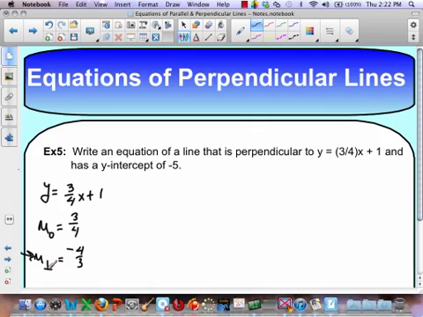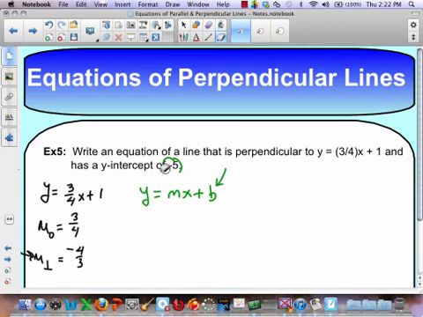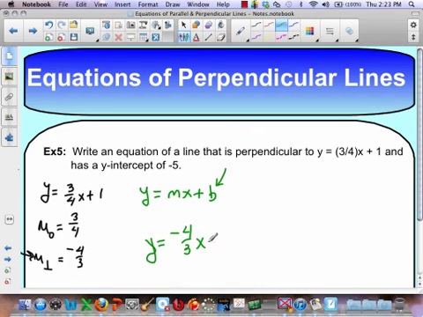Now that I have my slope, what do I do? I put it back into the formula, because what do I need to solve for now? The y-intercept. In this case it's actually really easy, if you read the problem, which I did not. Okay, so what is the y-intercept of my new line? -5. So therefore y is equal to negative 4/3 x minus 5. And we're done.